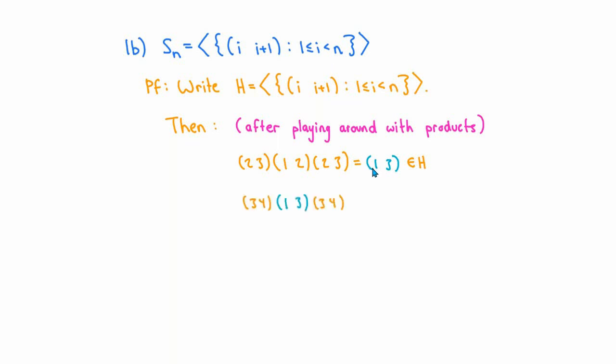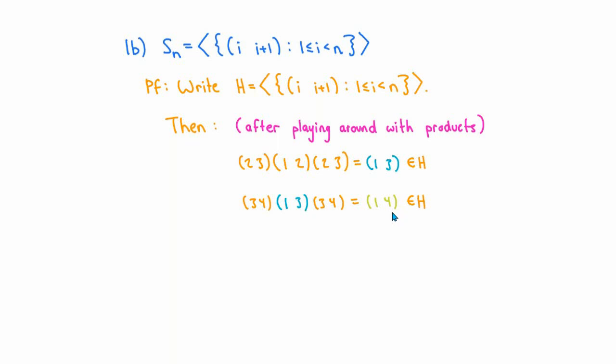Well, now we can play the same game again, and we can put (1 3) in the middle here, and left and right multiply by (3 4). Now the calculation is very similar, and you'll find that when you multiply these three transpositions together in this order, you end up with the single transposition (1 4). And so once again, since we started with three elements of H, when we multiply them together, we're going to get another element of H. So our conclusion here is that (1 4) is an element of H.